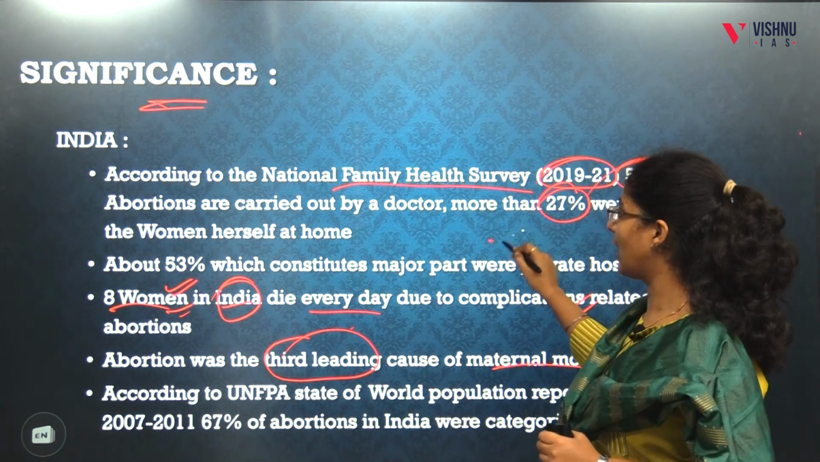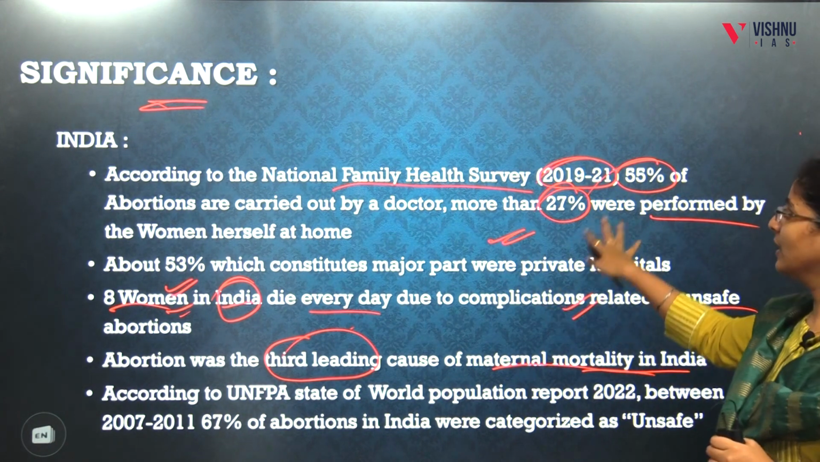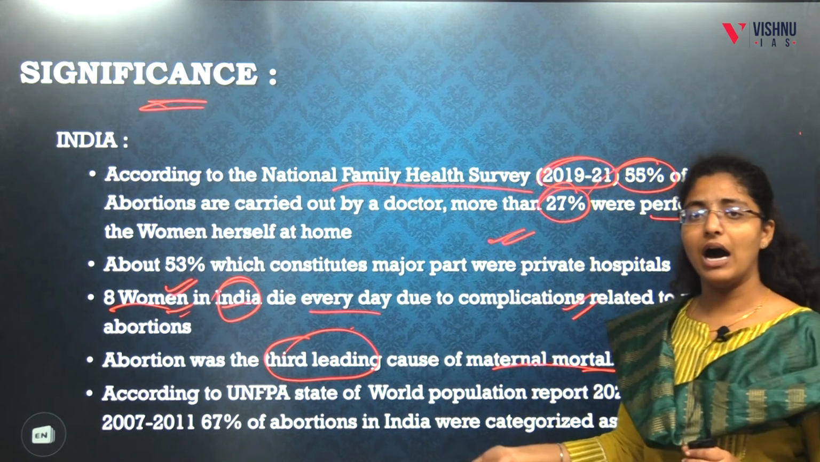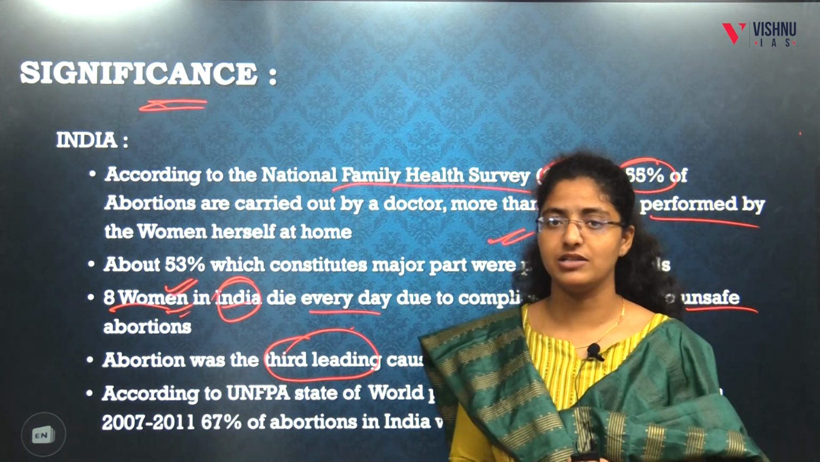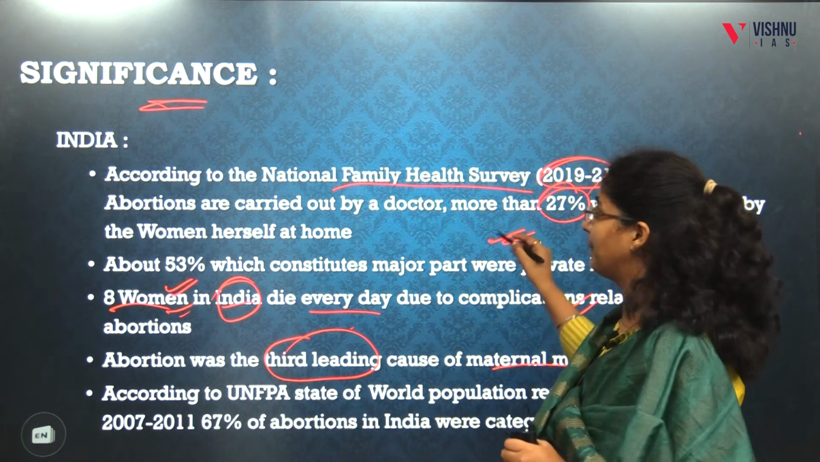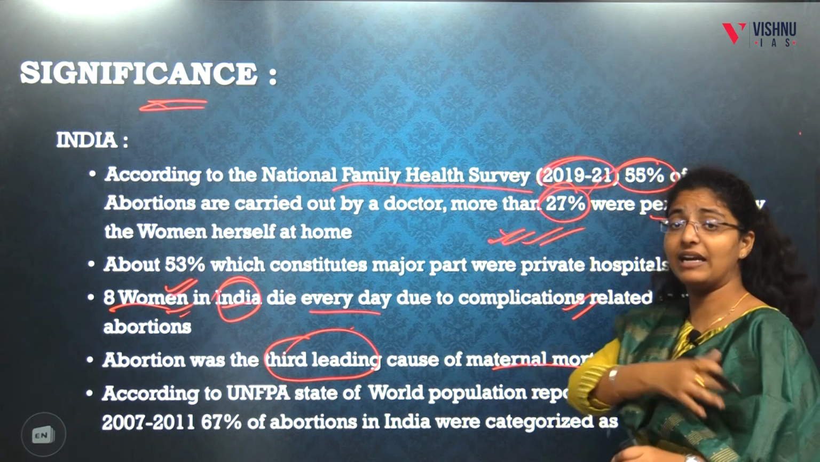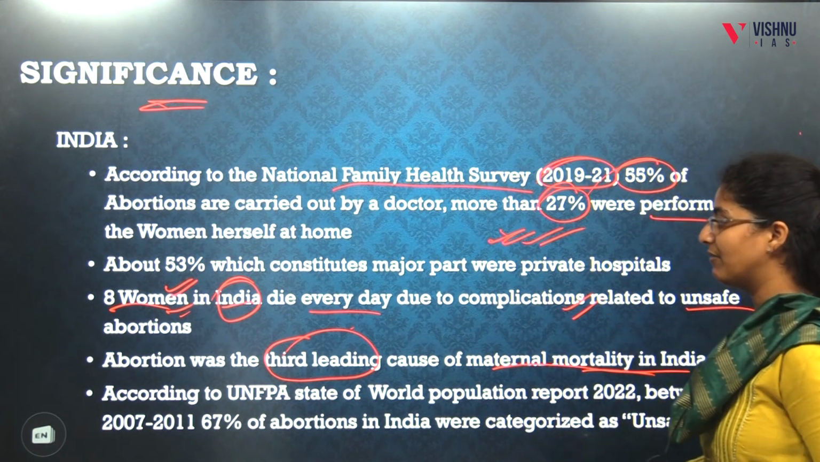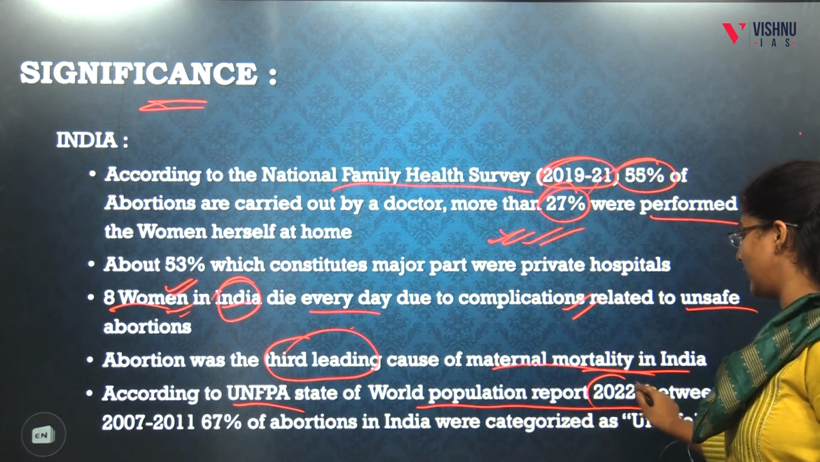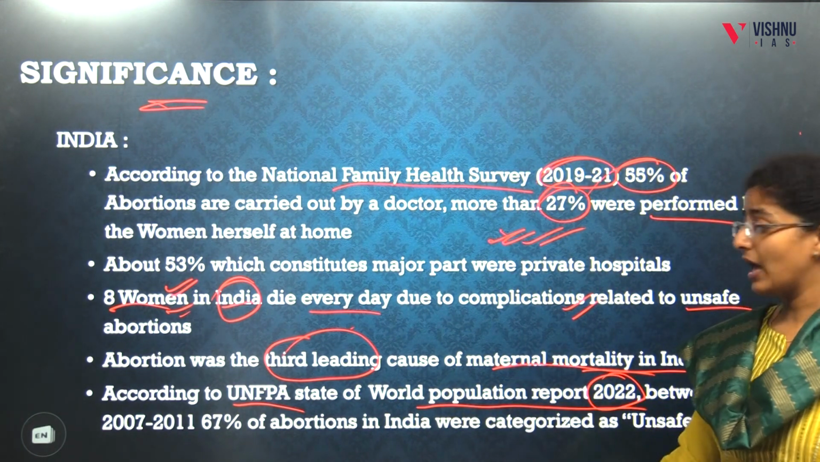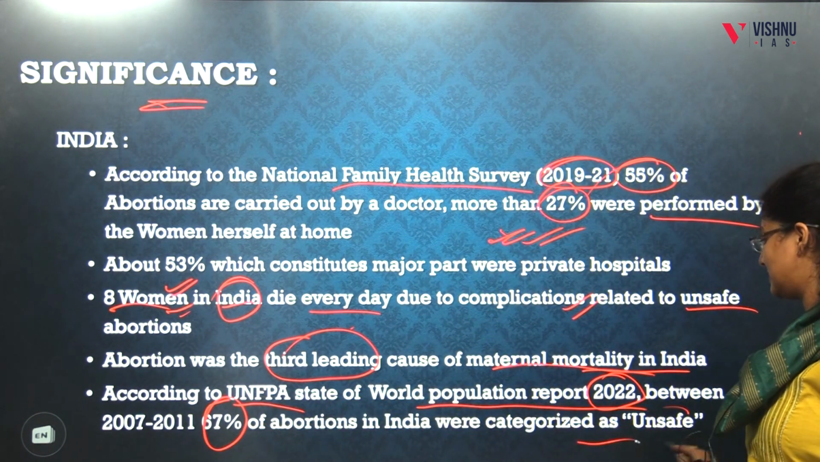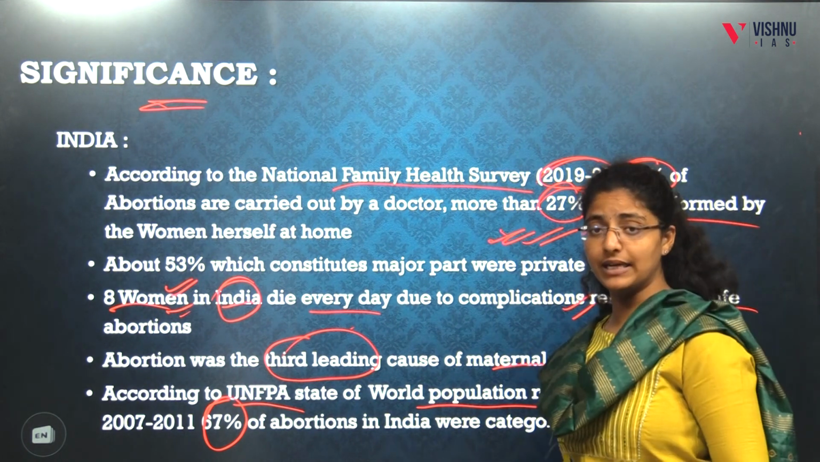When we talk about abortions in India especially, 55% of abortions are done by doctors. That means the other half are by unsafe methods and in unsafe hands, which will lead to health complications of women, and her reproductive health will also get affected to a large extent. According to the UNFPA State of World Population Report 2022, between 2007 and 11, about 67% of abortions in India were categorized as unsafe. This is a huge number, one should be seeing it.